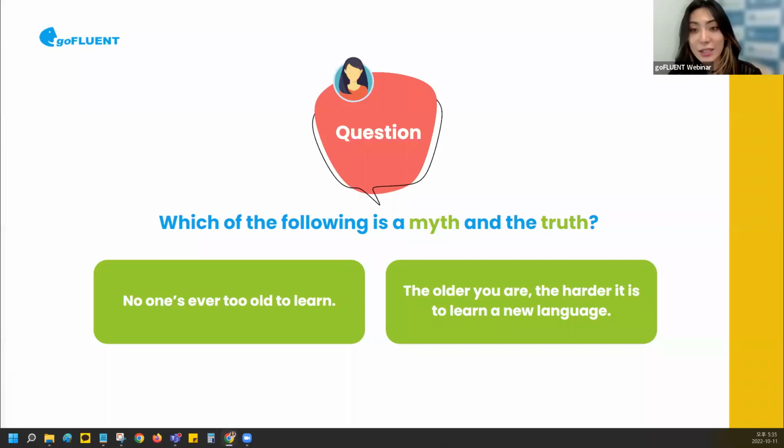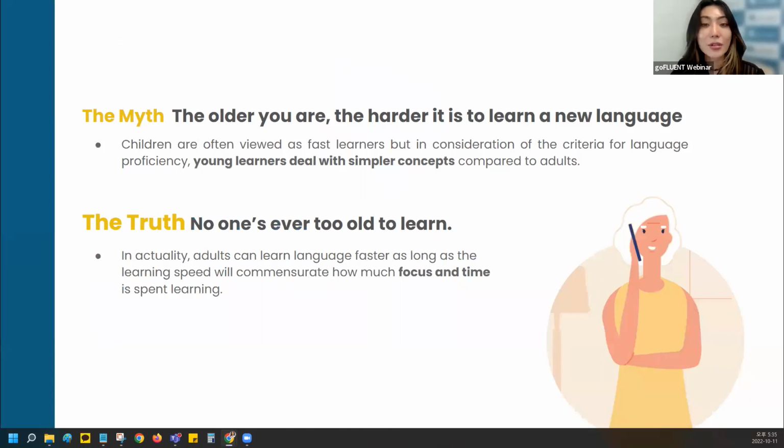So next question, which of the following is a myth and which is the truth? No one's ever too old to learn, versus the older you are, the harder it is to learn a new language. There's an old adage that goes, better late than never. And in the context of language learning, this quotation rings true: it is possible regardless of age. Children are often viewed as fast learners, but in consideration of the criteria for language proficiency, young learners deal with simpler concepts compared to adults. That's why their progress appears quicker than adults', but the difficulty level is more or less the same. So the truth: no one is ever too old to learn. In actuality, adults can learn language faster as long as the learner devotes more focus and time during learning.